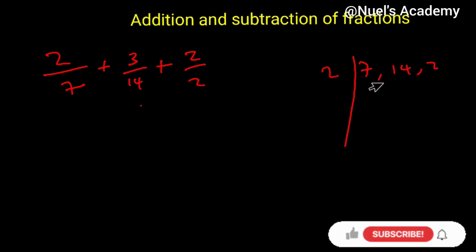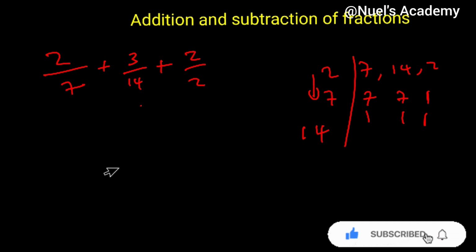Let's go with 2 first. 2 into 7, you cannot go. 2 into 14 is 7. 2 into 2 is 1. Then, no. So the next number we're going to take is 7. So 7 divided by 7 is 1. 7 divided by 7 is 1. So this one is gone. So the LCM is now going to be 2 times 7, which is equal to 14.